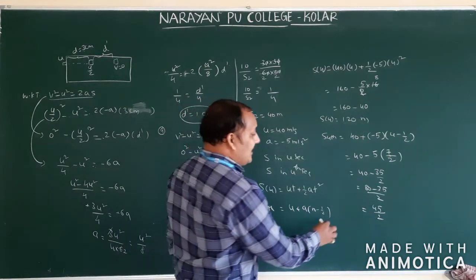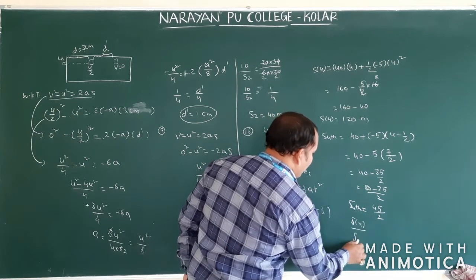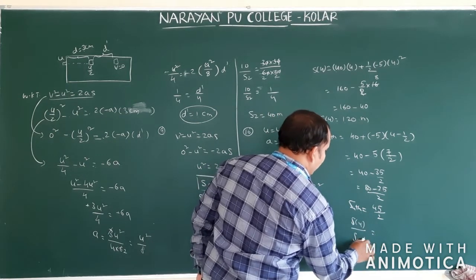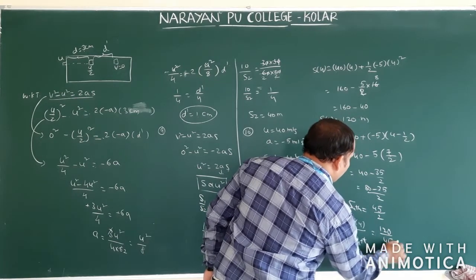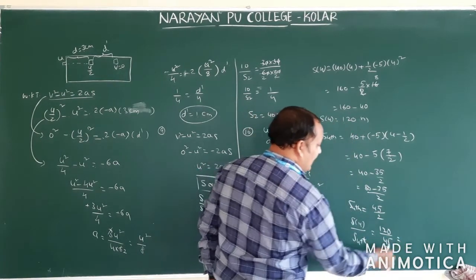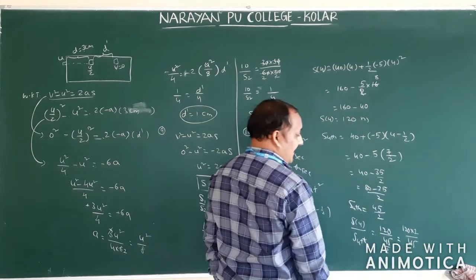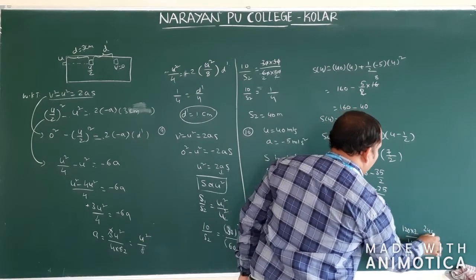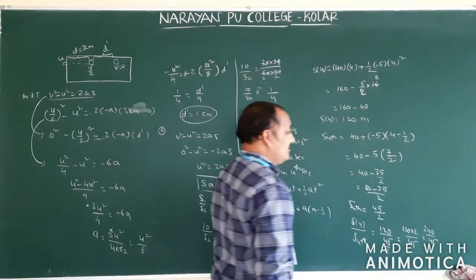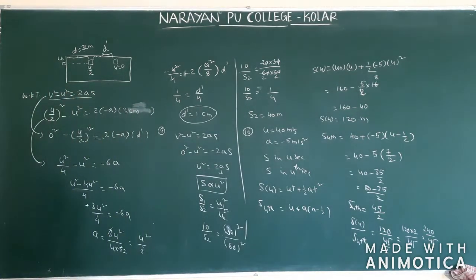Now they are asking ratio. Ratio means distance in 4 seconds by distance in 4th second. What is that? 120 by 45 by 2. This 2 is going to numerator. So 120 into 2 by 45. That is nothing but 120 into 2. So 240 by 45. Still you can cancel. So they gave answer.